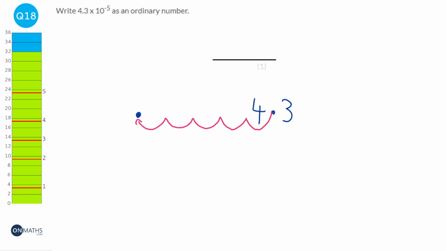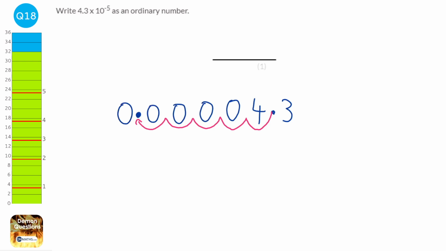All the jumps that we made, we're going to fill in with zeros. And because it's decimal, we're going to start it off with a 0. So our new number, or our ordinary number, is 0.00043. Now it's important to realise that we shouldn't really think about it as jumping the decimal point. We're actually shifting the number, but it's all relative and it's a lot quicker just to move that decimal point.